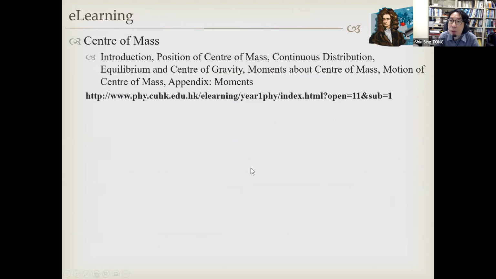Now, if you want a more thorough understanding of the idea of center of mass, especially for continuous distributions, and if you want a more detailed study of the moment about the center of mass and the motion of the center of mass, you are referred to this module by Professor Kenneth Yang. I recommend that if you want to learn more, you can always go to this e-learning module.